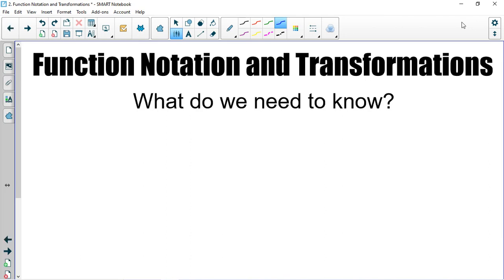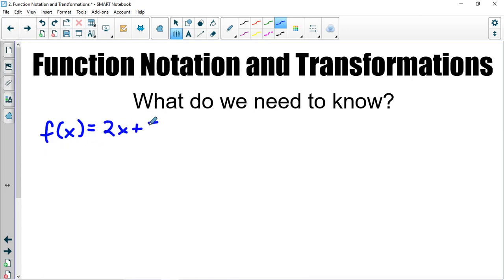So what do we need to know? When we're talking about function notation, we're talking about a function written in this form: f of x equals something. Now this letter here, f, standing for function, doesn't have to be an f. It could be a g or an h or almost any other letter. So if you ever see a different letter there, don't let that throw you off. It's just function notation. Now let's say it's f of x equals 2x plus 5.